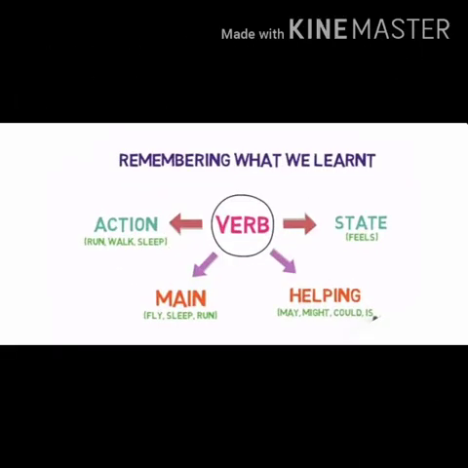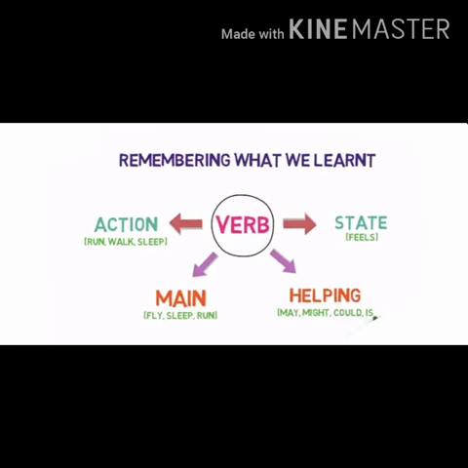Now, there are again two types of verb. First is main verb and second is helping verb. Main verbs are the actual verbs, meaning action verbs, and main verbs don't require any other helping verbs. For example, fly, sleep, run. Second is helping verb. From the word itself, you can understand that a helping verb needs the support of a main verb. For example, may, might, could, is, etc.